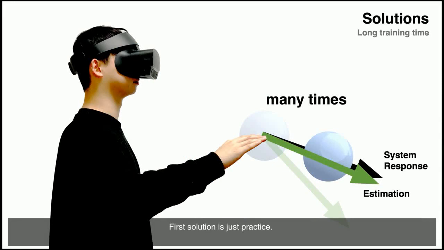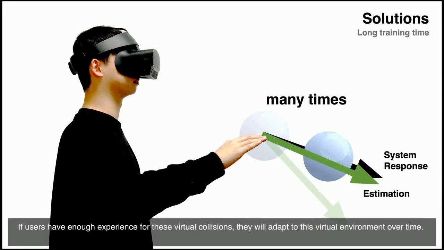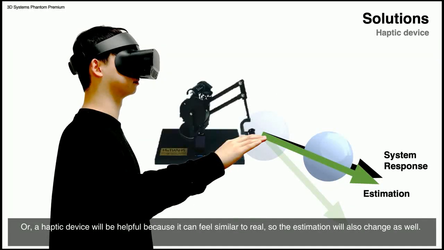First solution is just practice. If users have enough experience with these virtual collisions, they will adapt to this virtual environment over time. Then, their estimation will be set focusing on the system response of the physics engine. Or a haptic device will be helpful because it can feel similar to real, so the estimation will also change as well. However, both ways take a long time and require special extra hardware like a haptic device.